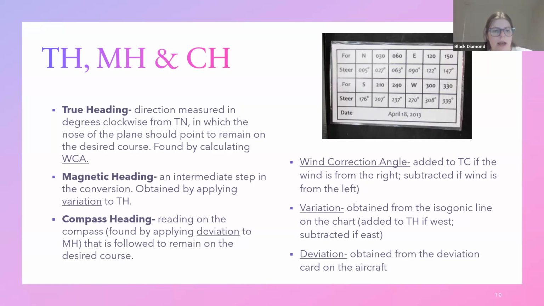And last but not least, I have my compass heading. So that's the reading on the compass. We're going to find that by applying deviation to magnetic heading. So that is followed to remain on the desired course. Deviation is obtained from the deviation card on the aircraft. Now, some aircraft do not have to have a compass. So, for example, a G1000 has 2 magnetometers, so they do not have to have a compass. That being said, there's no deviation because there's no compass to have deviation on, so they can skip this step. So, if your plane does not have a compass and is allowed to not have a compass, you can skip this step. Then you would just follow that magnetic heading.